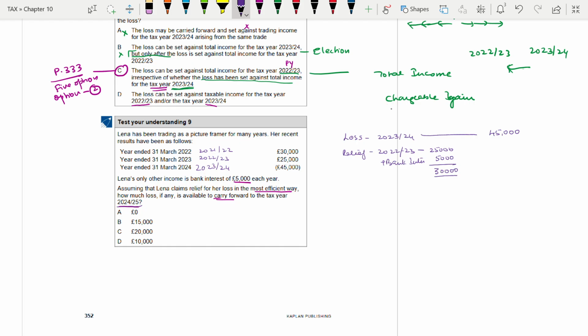That's all, five options. How much can they take as relief? They can take relief of 30,000. Out of 45,000, the remaining 15,000 they can carry forward.